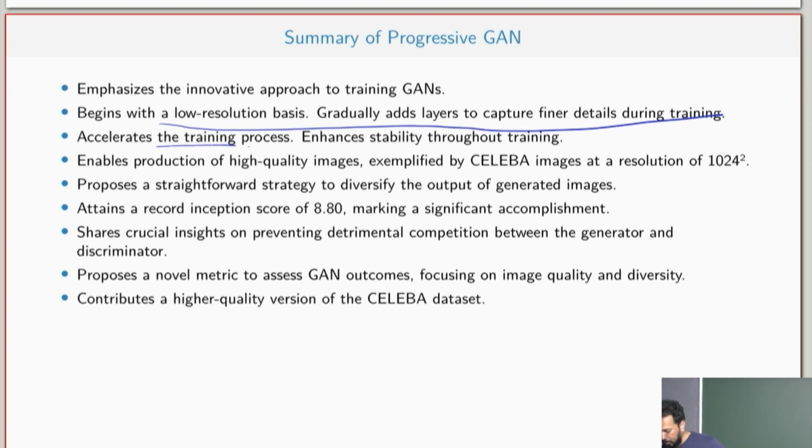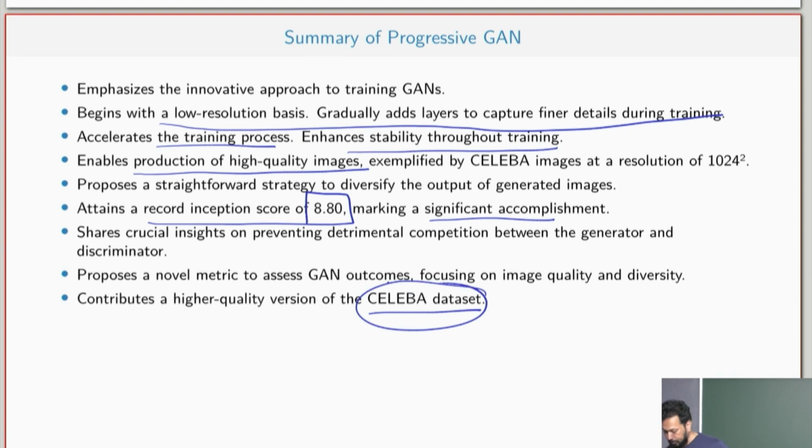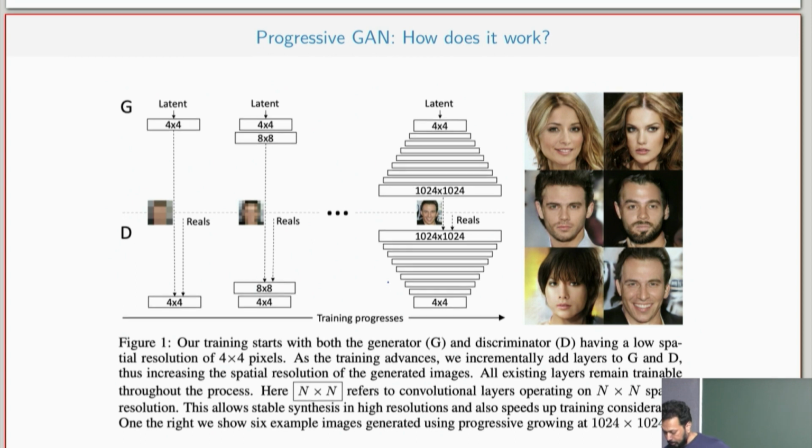Okay, it accelerates the training process, enhances stability through training, and enables production of high quality images. So basically you may use this for super resolution again. Okay, so it achieves a record inception score of 8.80. So that is pretty high. Remember 10 was the highest, so it's getting very close. So this was significant in their paper. And they used CelebA data, a data set of celebrity faces. Okay, so they basically use that. So this is the idea of progressive GAN.